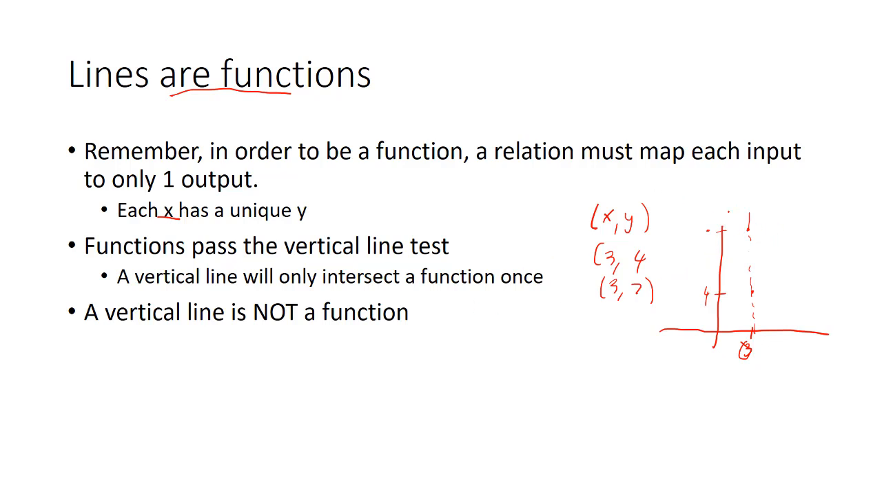Which gives us a test to see if something is a function. If we can draw a vertical line and it only crosses the graph once. So like if I had a funny curve that looked like that, that's actually a function because any place I draw a vertical line only crosses the graph once. So every input only has one output. However, a vertical line itself is not a function because we have this line that's going through multiple points. The input is always 3, the output is always something different.